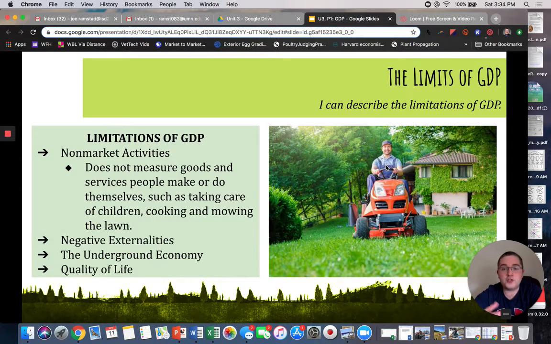Okay. First one, look how happy that guy is on his lawnmower. Non-market activities are not taken into account in our GDP. GDP does not measure goods and services people make or do themselves, such as taking care of children, cooking, and mowing the lawn. So these basic things, whether you're doing it for free for yourself or you're providing that service to somebody else, if you're not an established business, that is not taken into account in the non-market activities, and that kind of goes to the underground economy, we'll just talk about in a little bit.